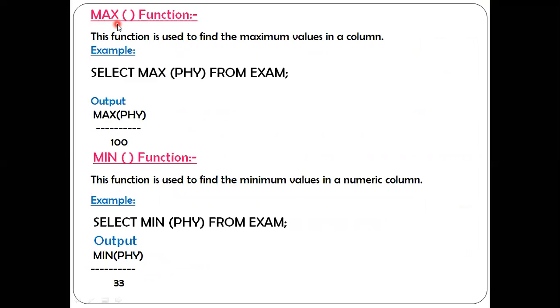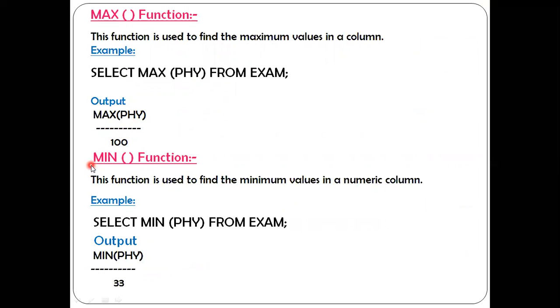As the name itself indicates, max function. That is what we have discussed at the beginning. This is going to return the maximum value in the particular column. This function is used to find the maximum value in a column. Have a look at the example. Select max of physics from exam. That means in the exam table, in the physics column, I'm finding the maximum marks. The maximum marks in that column is 100. Right? That is what I got as the answer. This is the query and this is the answer.